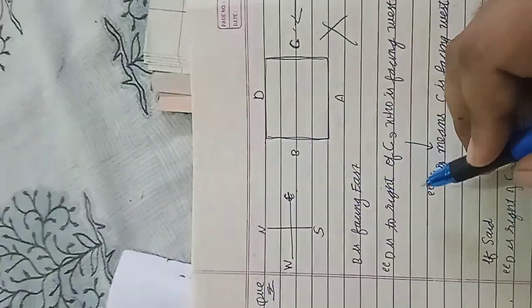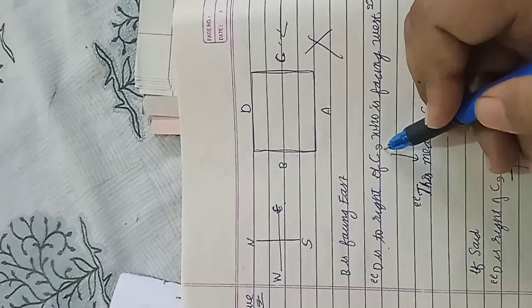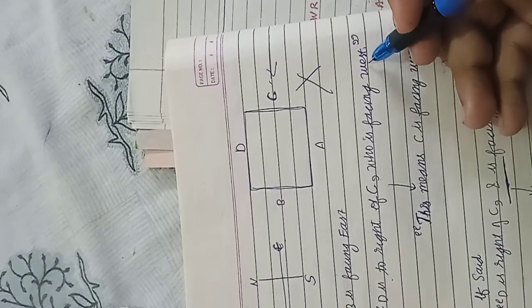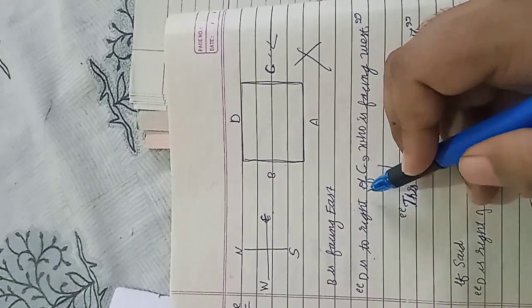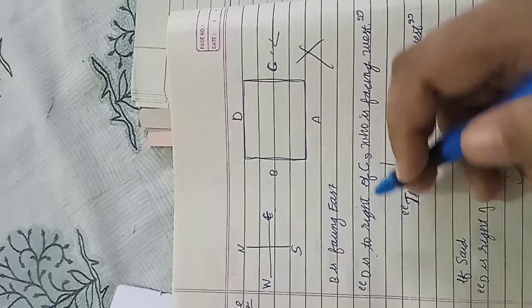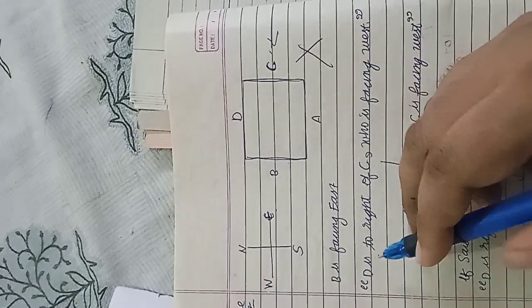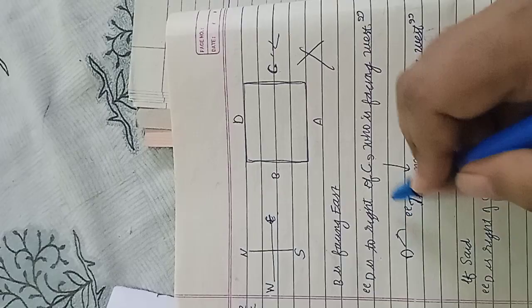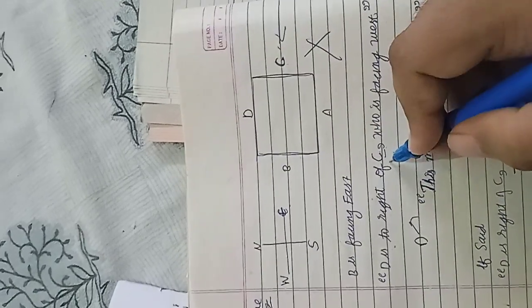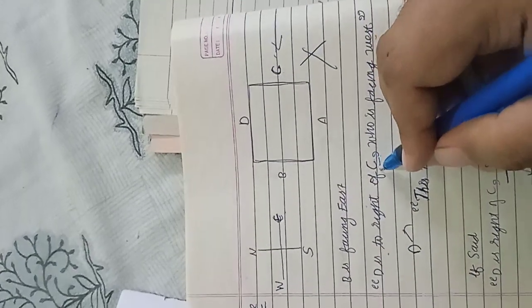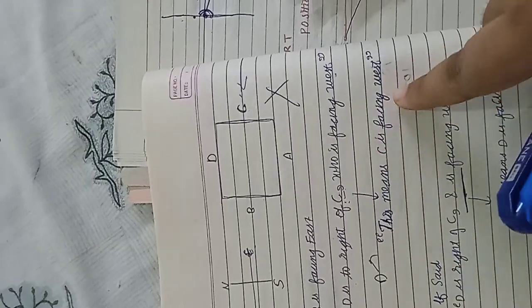What do you understand by this statement? D is to right of C, who is facing west. D है C के राइट में, who is facing west. C, who is facing west, means C is facing west. This means C is facing west.